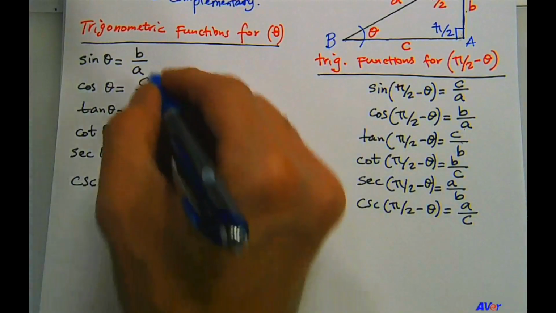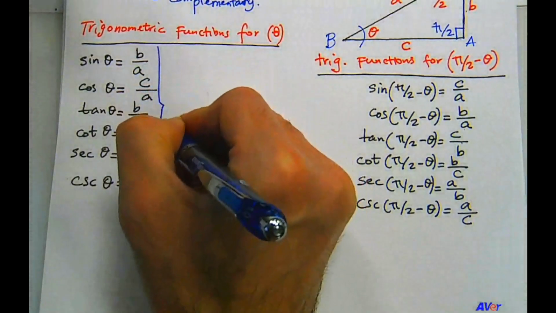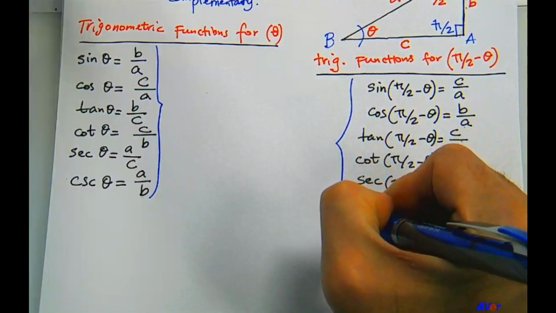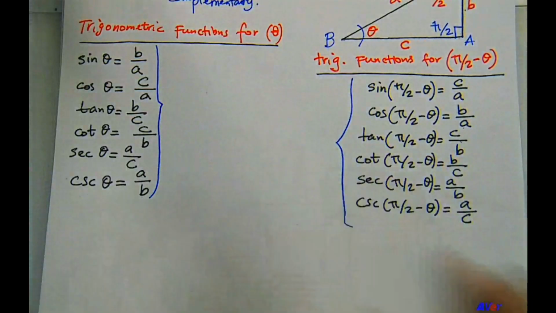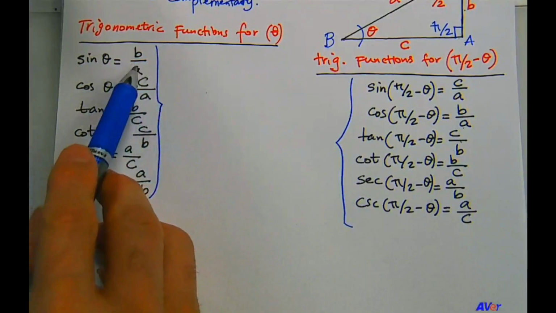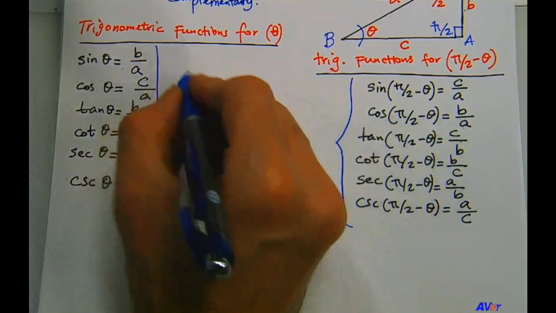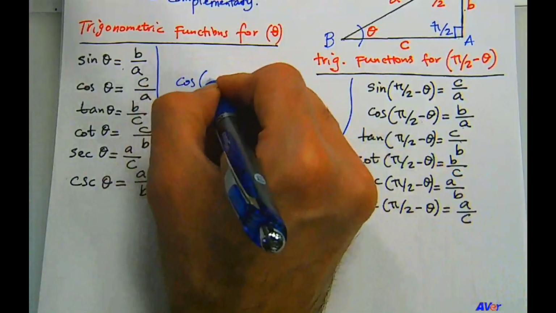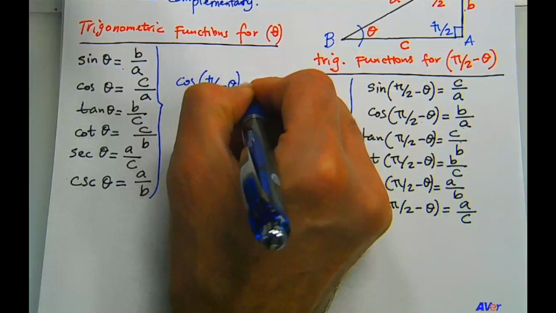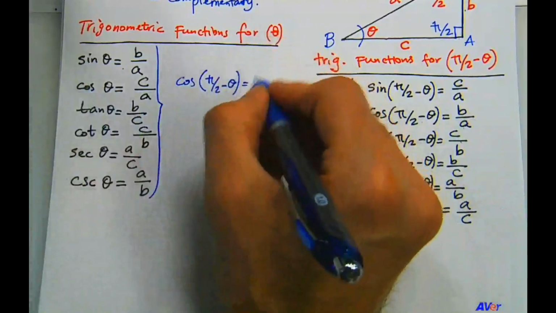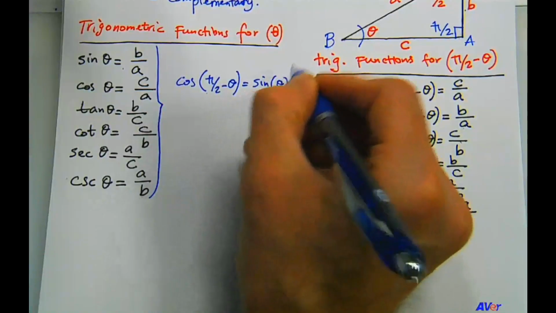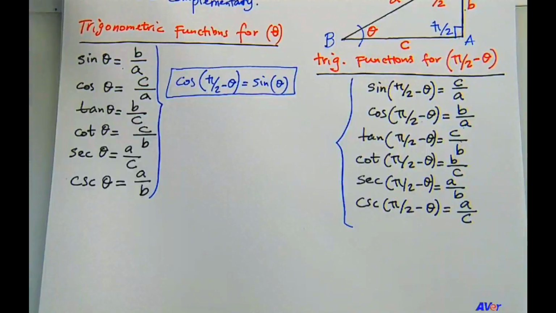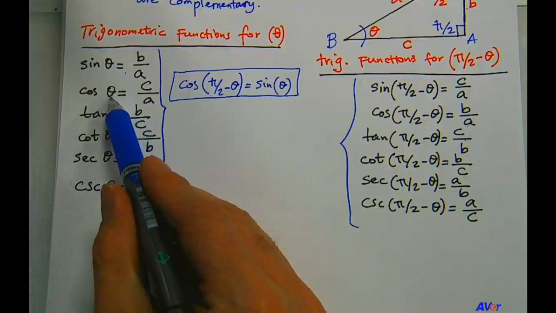So let's write that down. We're going to compare these two sides and write down new formulas or relationships for trigonometric functions. So B over A, B over A. That means cosine of pi over 2 minus theta is equal to sine of theta, like that. So that's a new relationship that we arrived at, right? So let's go to the next one.